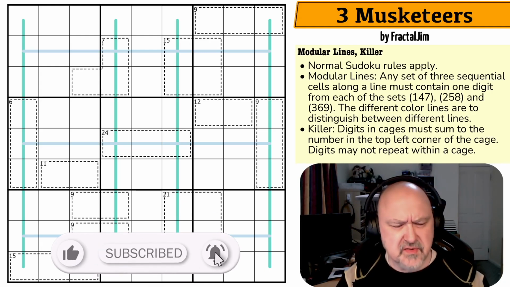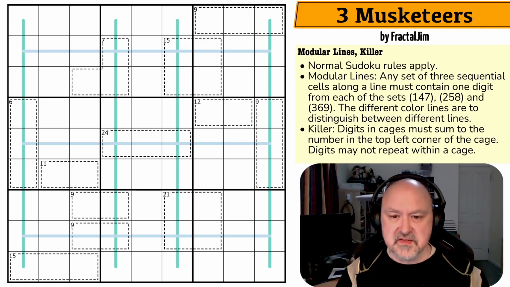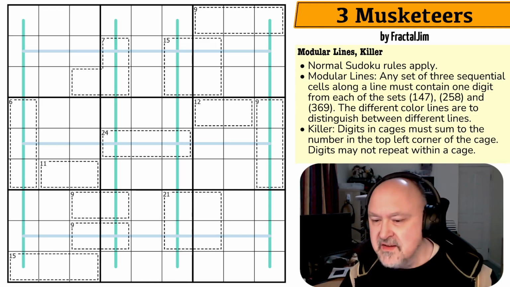It hasn't been too long since I've done a FractalJim puzzle, but this is another one which a few people told me, you have to try this puzzle. So I'm going to try this puzzle. So what do we have?